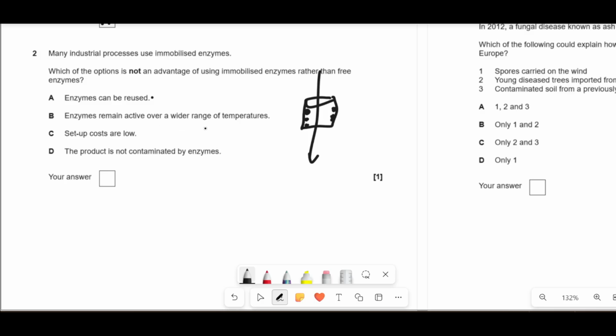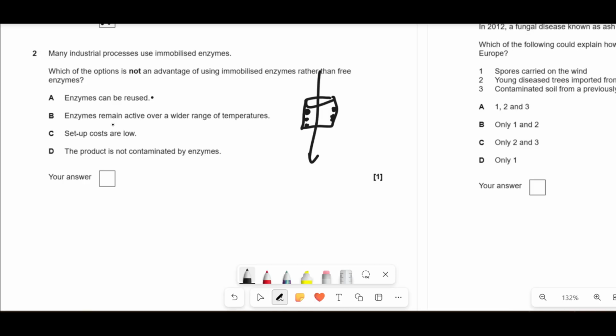Enzymes remain active over a wide range of temperatures. That's also true as well because they're stuck in place, so they can resist a bit more temperature increase before starting to denature, or vice versa. So, for example, if the temperature is quite low, they don't actually have to whiz around and collide with the substrate to form an enzyme-substrate complex. They're in place there. All you have to do is just pass it over, so it will collide anyway. So it's not that one.